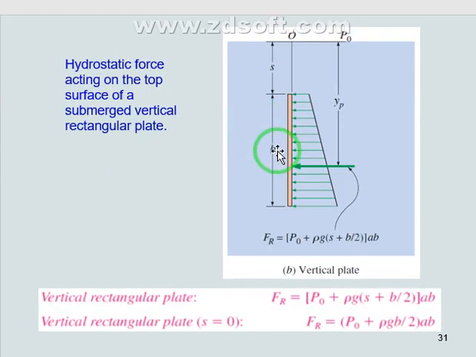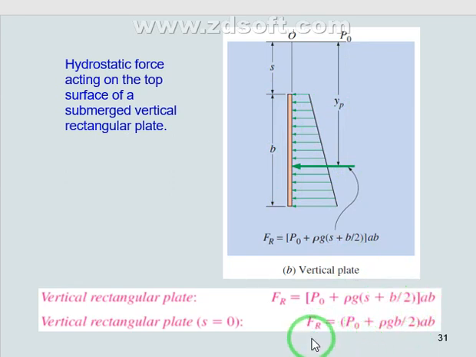If we have a vertical plate, same concept also: Fr is going to be P naught, atmospheric pressure, plus rho g times what? Okay, the depth here is, we need to know the centroid y_c, which is going to be s here plus b over 2, right? B over 2. This is y_c.